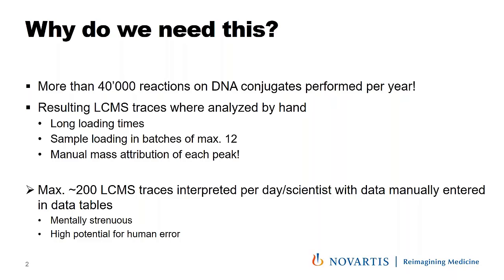Once loaded, we had to manually check and deconvolute every single peak and match them with the masses displayed in the Excel file. As you can imagine, this was extremely slow and was leading to an interpretation rate of a max of 200 traces per day in Scientist, which is already a lot.